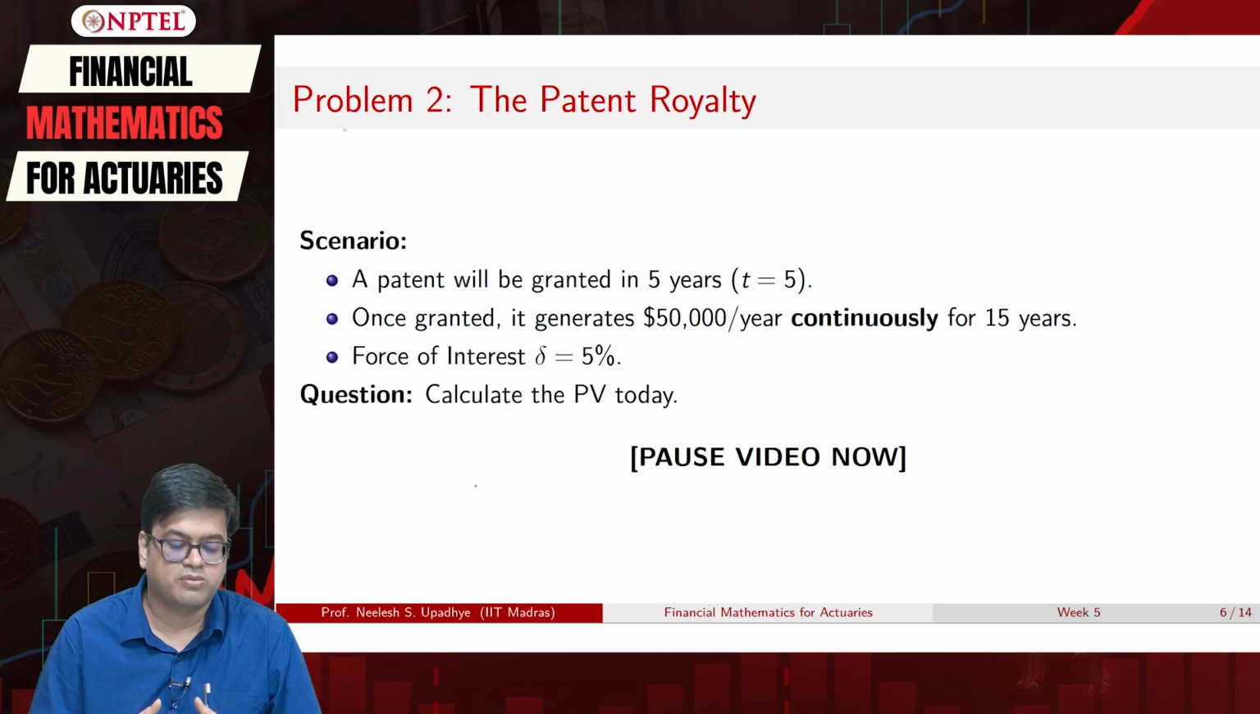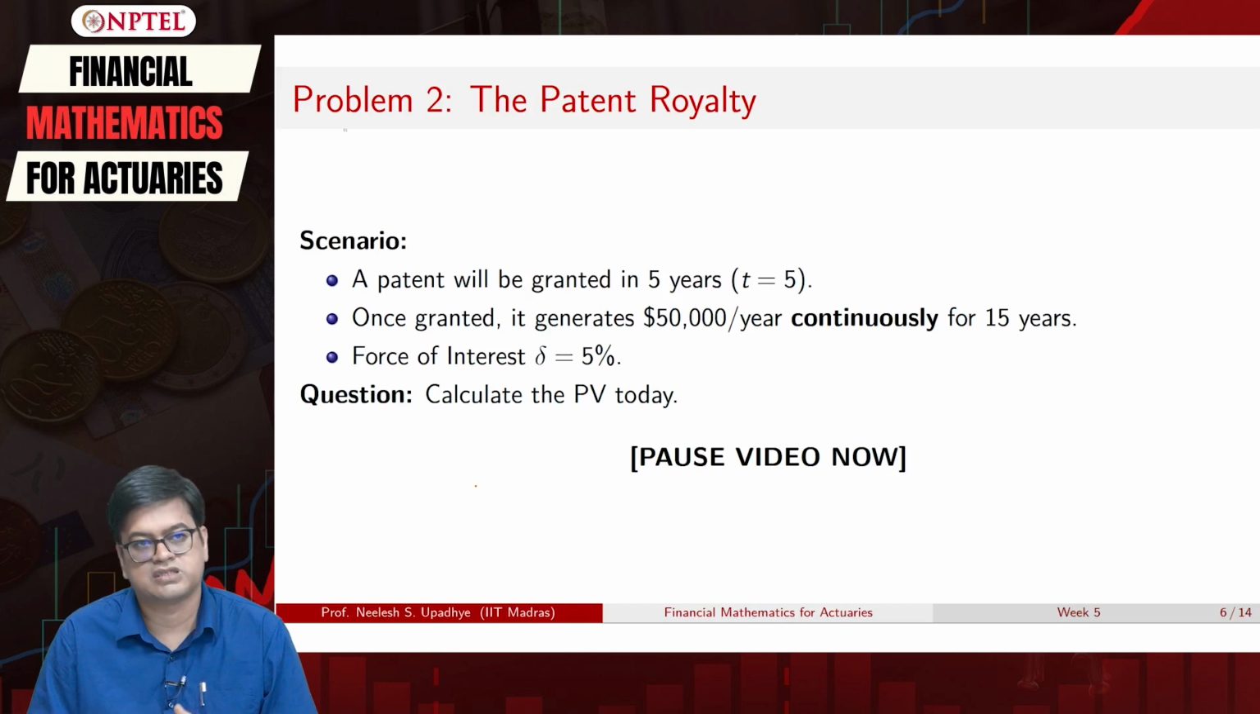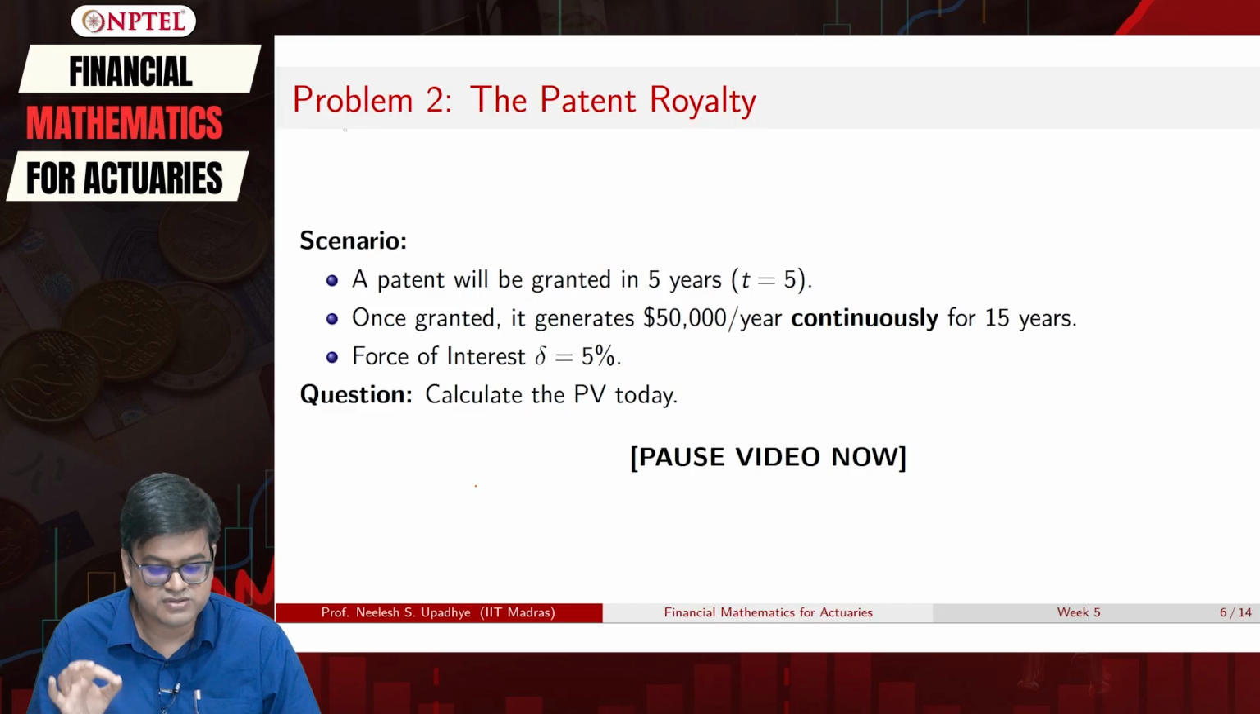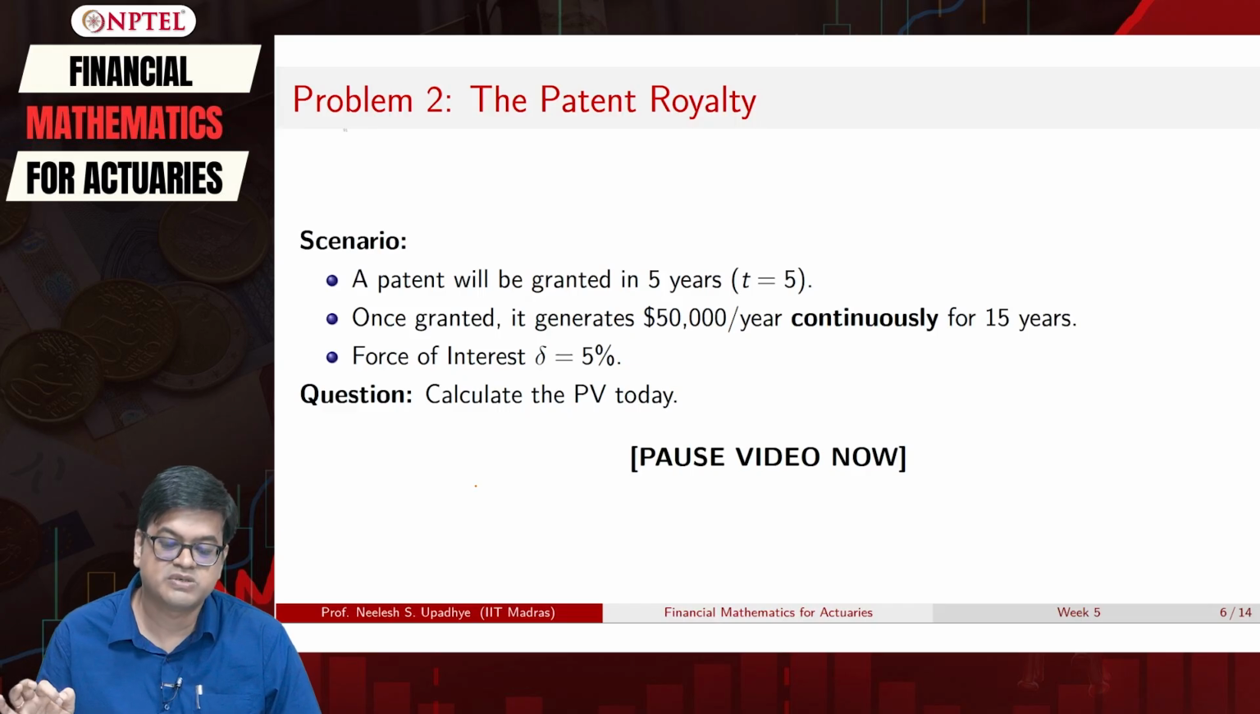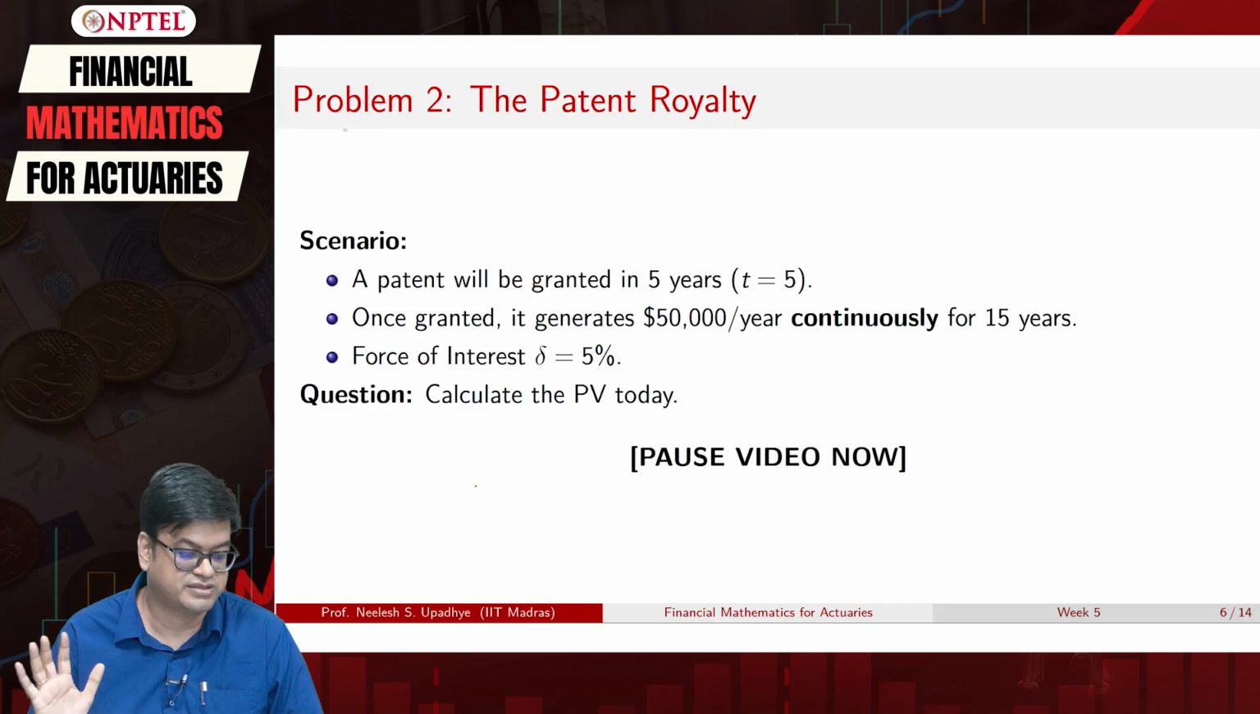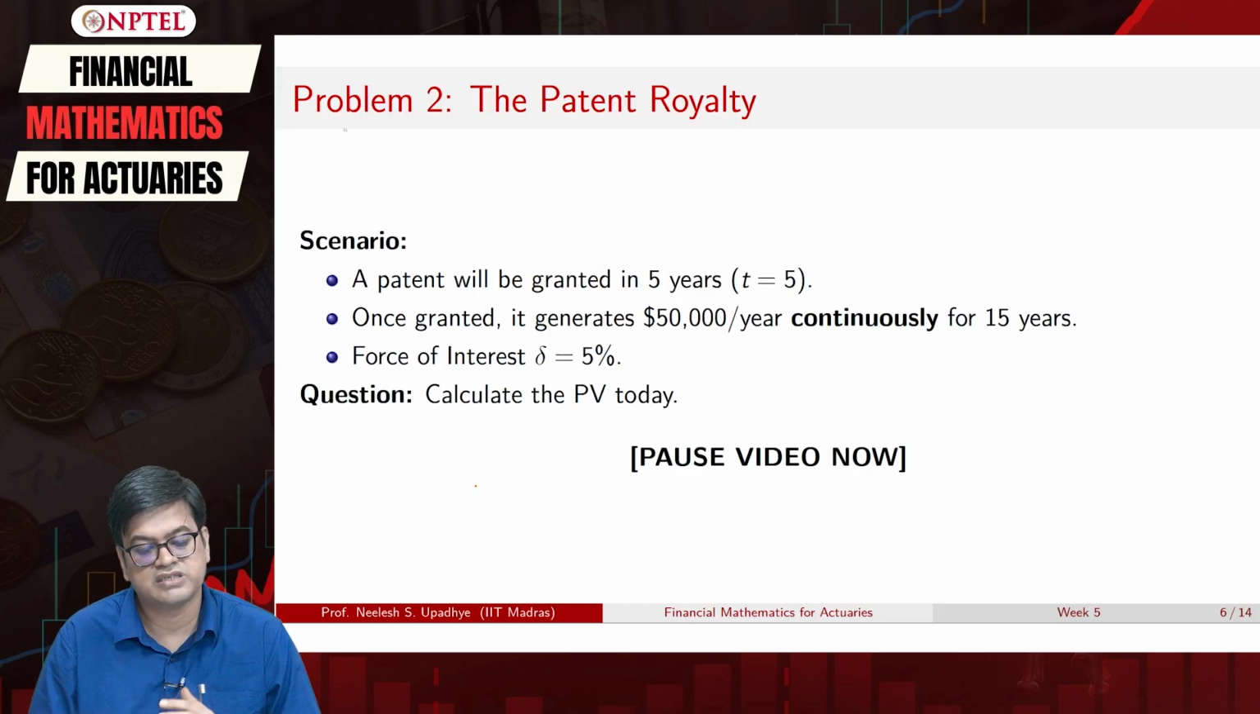So what is the problem here? You have been granted a patent which will take 5 years time. So you will be granted a patent in 5 years time. Once granted, this patent generates annual income of $50,000 on a continuous basis for the next 15 years. The force of interest in this problem is given to be 5%. The question is how to calculate the present value for today.